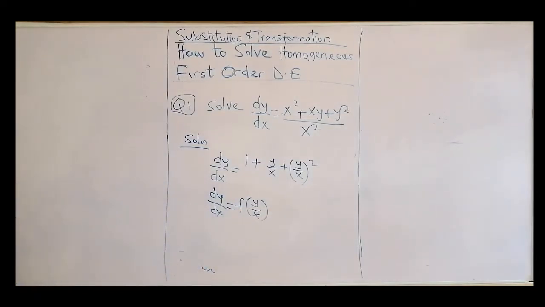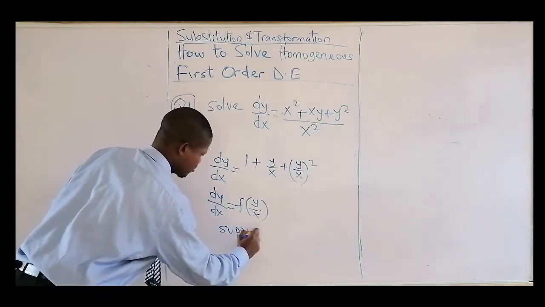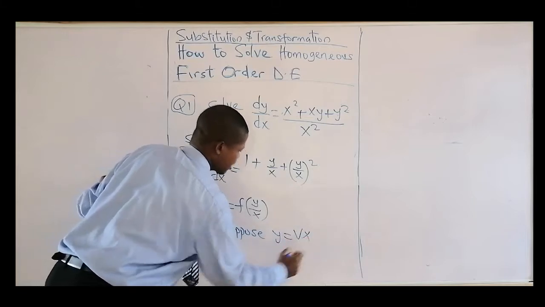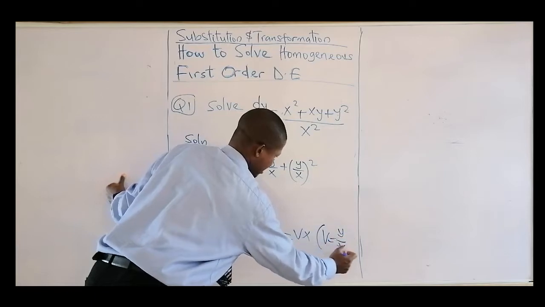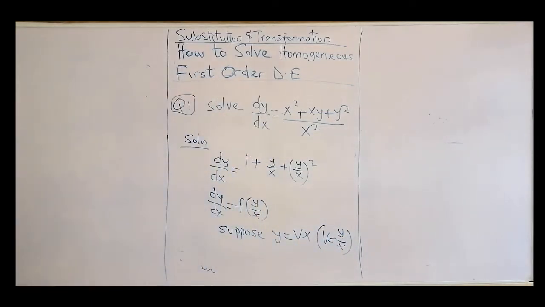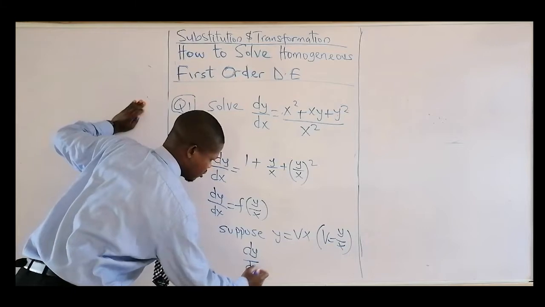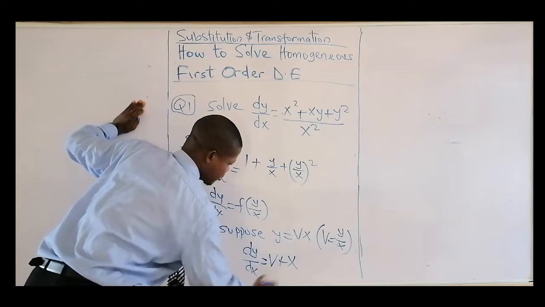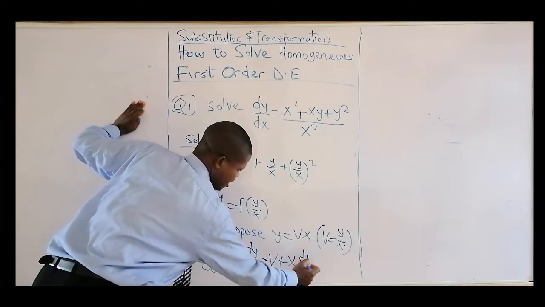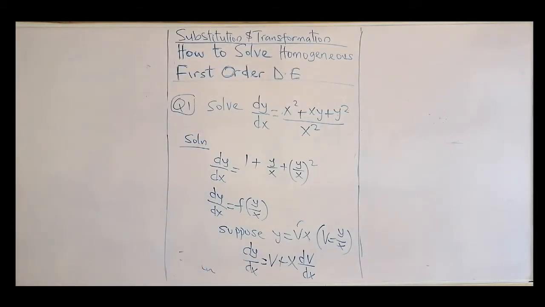So now what do we do next? Suppose y equal to vx, which is the same thing as v equal to y over x. So let's differentiate that. If you differentiate with respect to x, dy/dx equals v, differentiating x while you keep v constant, then plus, you keep x constant and differentiate v with respect to x, that's x dv/dx. Each of them are both functions of x. So that's what we have there for dy/dx.